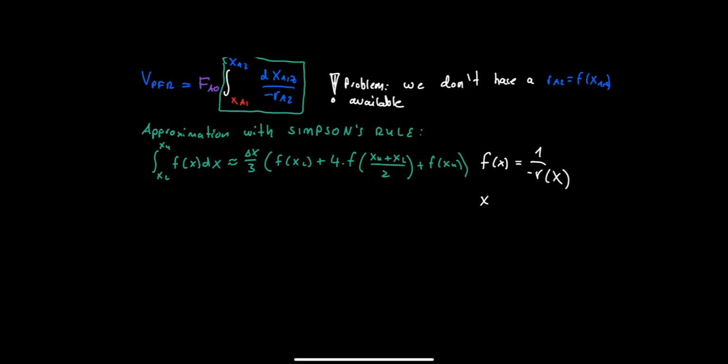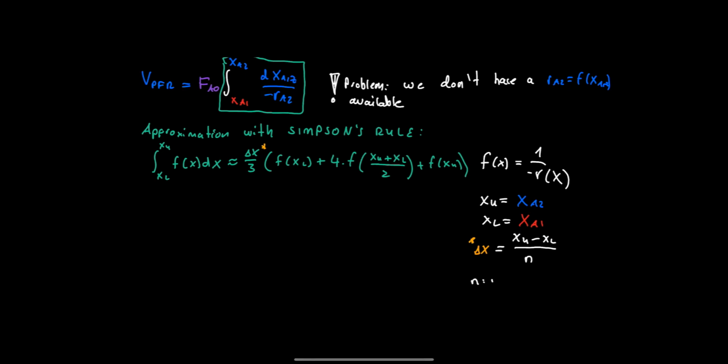And in our case, the upper boundary xu is going to be equal to the conversion A2, and the lower boundary is going to be equal to the conversion A1, and this delta x is going to be equal to the upper minus the lower boundary divided by n. So n is the number of our subintervals, and here we have the conversion A1 and A2.